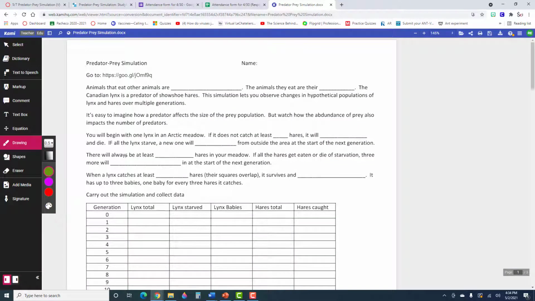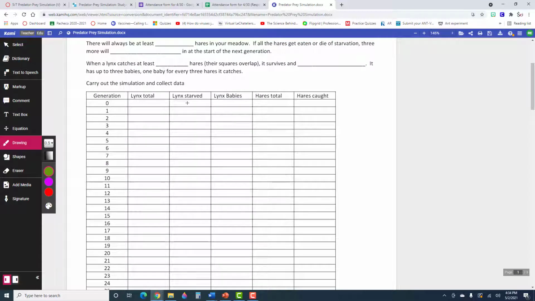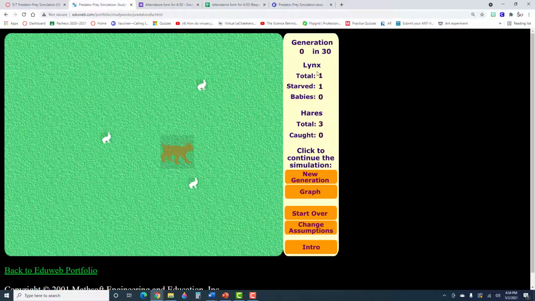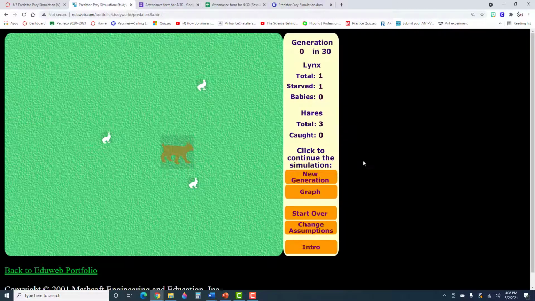All right, so in your worksheet here, you've hopefully filled in all this top when we looked at the directions at the start. Then here you start with generation 0 and you look for lynx total, lynx starved, lynx babies, hares total, hares caught. You can get all of that information from here. So lynx total is 1, starved is 1, babies is 0. It starved because it didn't land on any rabbits. So you do 1, starved, no babies, and then hares total is 3, and hares caught is 0. Again, you can get that information from the simulation.